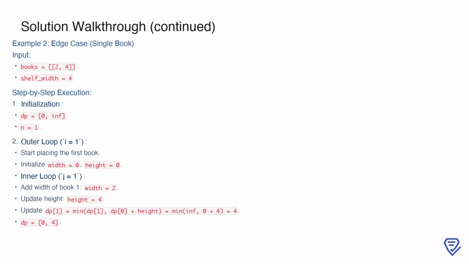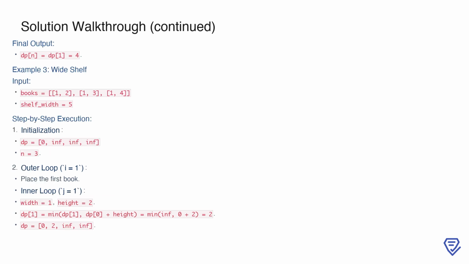In the outer loop, we consider placing the first book. Starting with width and height as 0, we process the single book in the inner loop. Adding its width results in a total width of 2, and its height becomes 4. We then update dp[1] as dp[1] equals min(dp[1], dp[0] plus height), equals min(inf, 0 plus 4), equals 4. At the end of this step, the dp array is [0, 4]. With the dp array finalized as [0, 4], the minimum height required to place the single book is dp[1], equals 4.